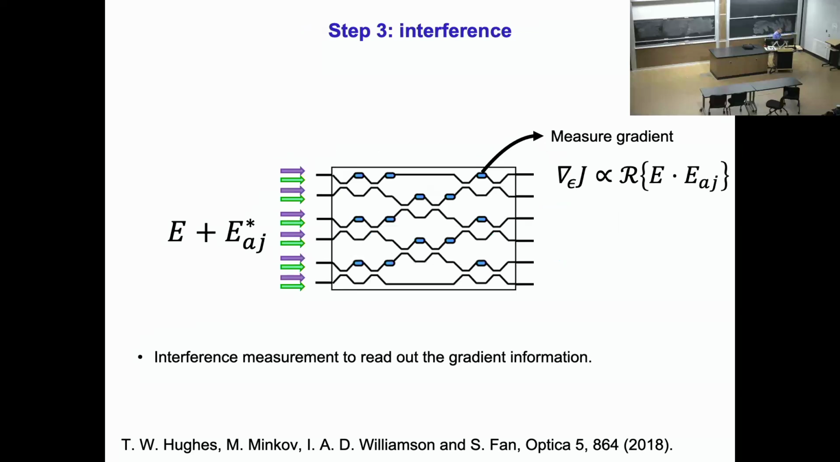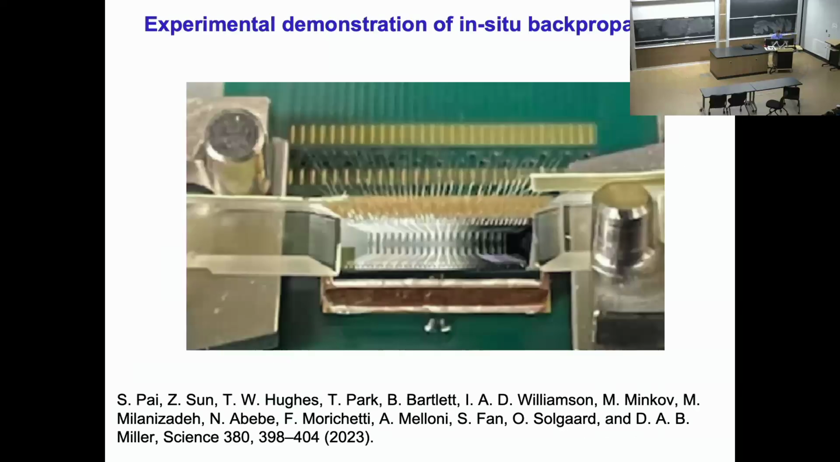Then in the third step, we take both the original field and the time reversal of the transmitted field, and send them together into this device. Then if you measure the intensity distribution inside the structure at every single phase shifter in the device, you get the gradient information out. So this is a theoretical protocol that we proposed about 5 years ago.